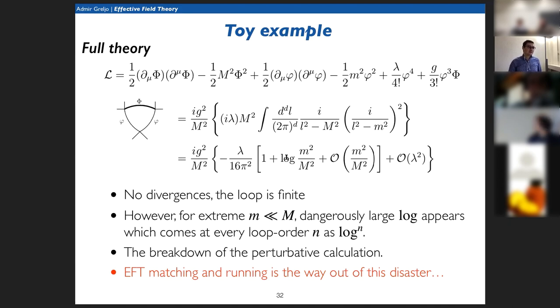So the perturbative expansion is controlled not by the perturbatively small coupling, but actually by the product of the coupling and the logarithm. And if the coupling is not small enough compared to how big the logarithm is, then your expansion parameter is not small. And then you are likely outside of the radius of convergence for your infinite series. So you have the breakdown of the perturbative calculation. You cannot trust your calculation. And the EFT matching and running is the way out of this disaster.